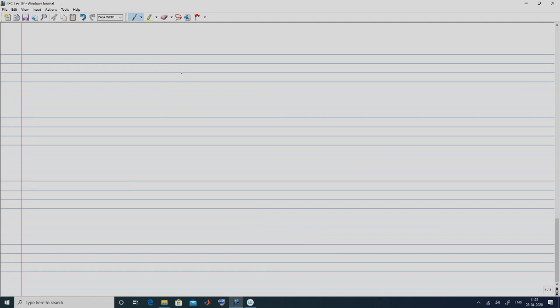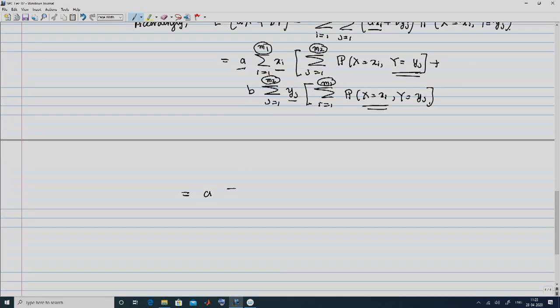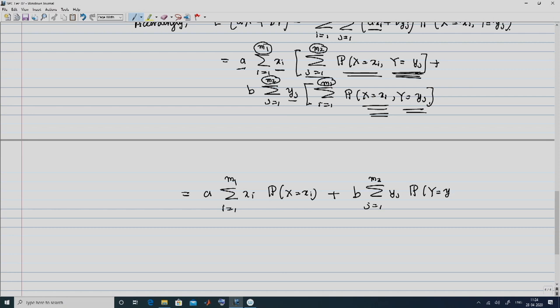So, accordingly, the next line is that I will have A into the summation of xi, i equal to 1 to m1, into the probability of x equal to xi. Note that here the summation only runs over j equal to 1 to m2, so I am only left with the probability of x equal to xi. In a similar manner, I will have the next term, B summation j equal to 1 to m2, into yj, and here the summation runs from i equal to 1 to m1, so this adds up to 1 and I am only left with the probability of y equal to yj.